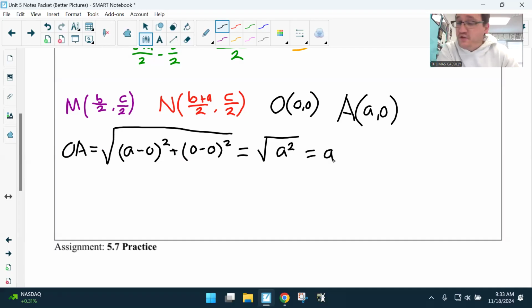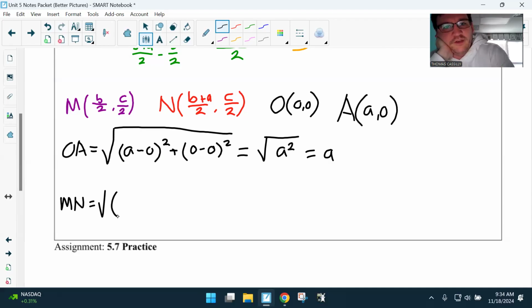Remember, a is just some number. It could be a 3, a 4, 20, whatever. All right, so now let's find the length of MN. MN is equal to the square root of (x2 minus x1). This one's going to look a little bit different, so I'll color code it. We have b plus a over 2 minus b over 2. That's x2 minus x1.